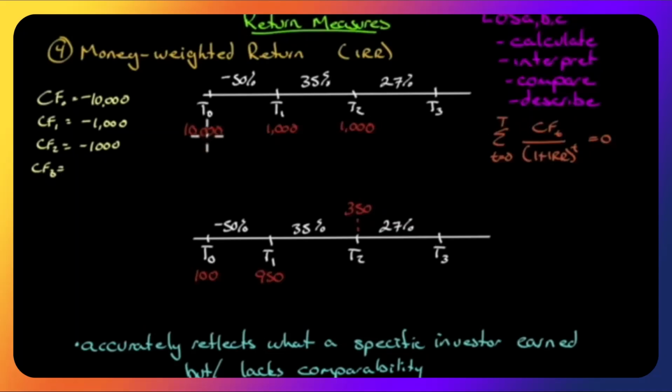That's not hard to do. This 10,000 will grow at negative 50%. This 10,000 will become 5,000. To that, we will add 1,000. So we'll start the next year at 6,000, which grows at 35%.